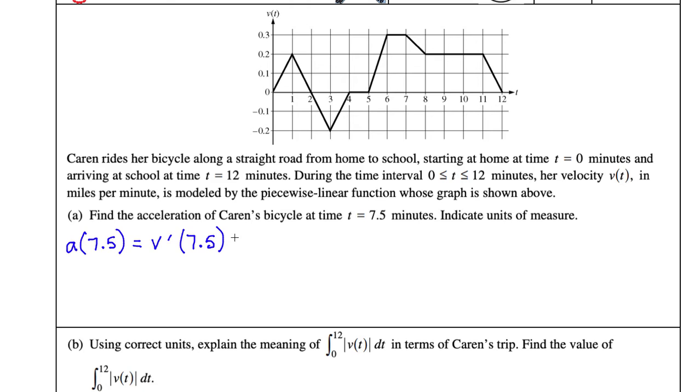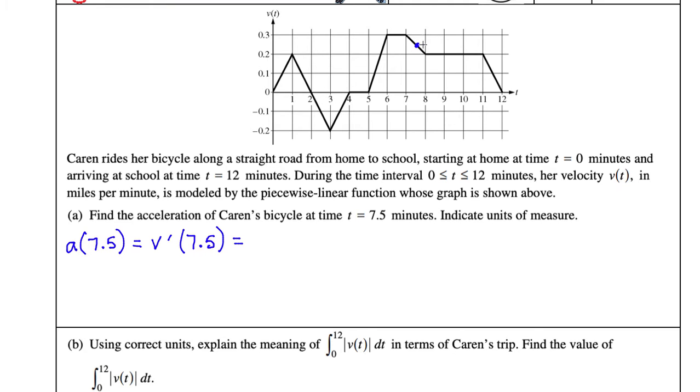All right, so if I'm looking at the derivative of velocity, what am I really looking at? It's the slope, right? So where's the slope? 7.5, we're talking about that point right here. So the slope there is clearly what? It looks like -1, but you would be wrong if you put -1 because our units for our y-axis are every 0.1, and our units for the t-axis are every 1.